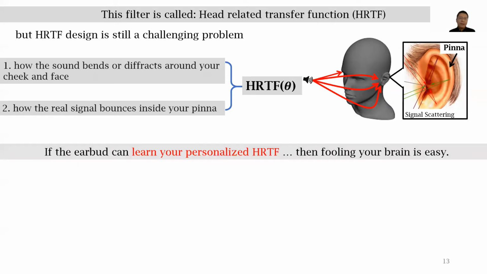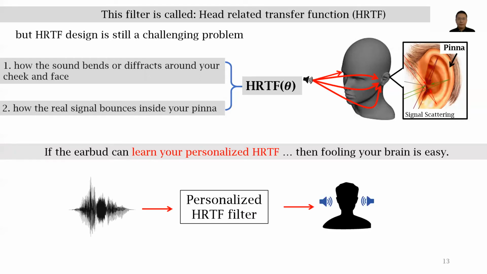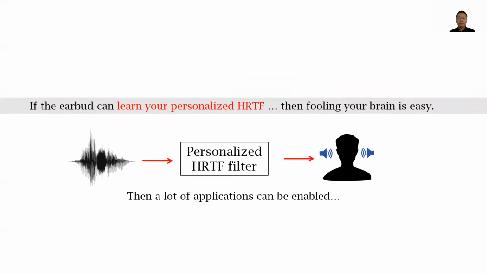If the earbud can learn your personalized HRTF, then the task of fooling your brain is actually easy. We essentially need to pass the original sound signal through the personalized HRTF filter, and then a realistic spatial audio can be created. And this can enable a lot of applications.